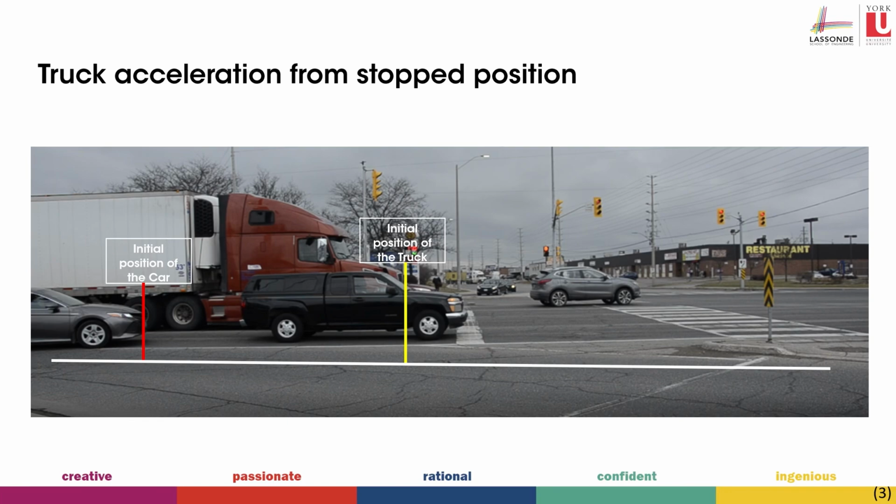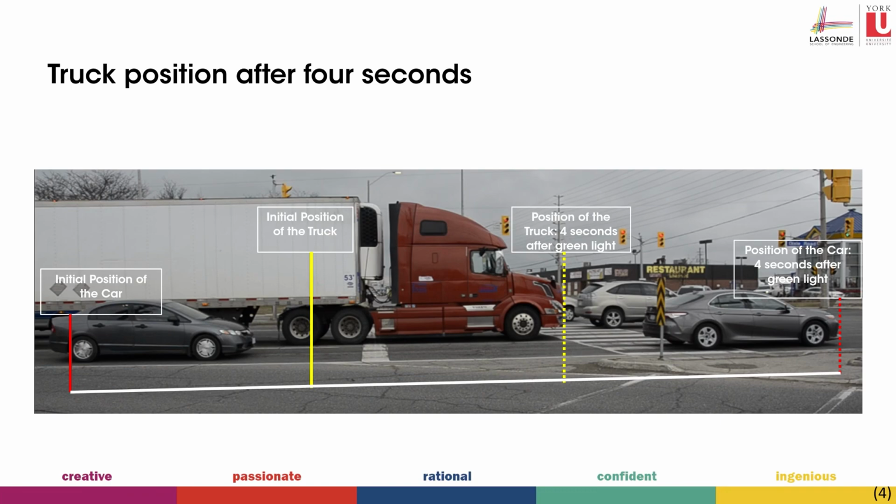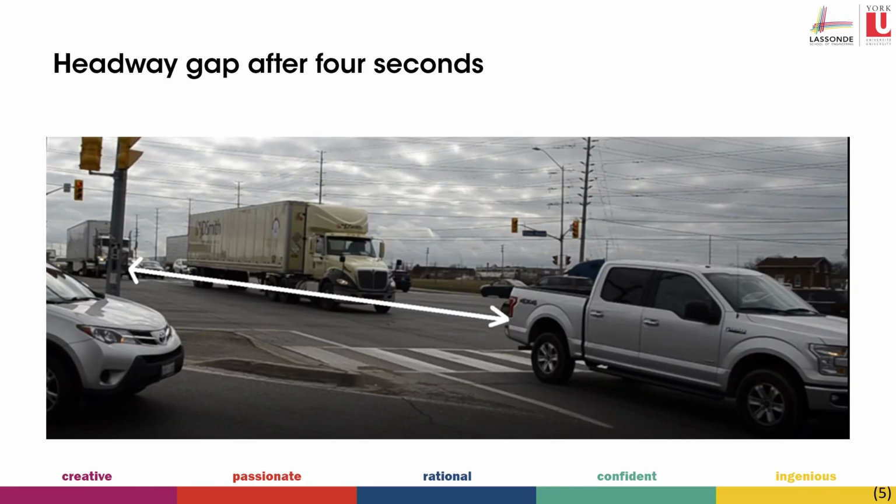This diagram shows a truck and a car stopped at an intersection, with the car further behind. 4 seconds after the light turned green, the car has entered the intersection while the truck has just reached the crosswalk. What is noticeable here is the headway between the two vehicles. A large headway can increase the travel time of the truck and any following vehicles.